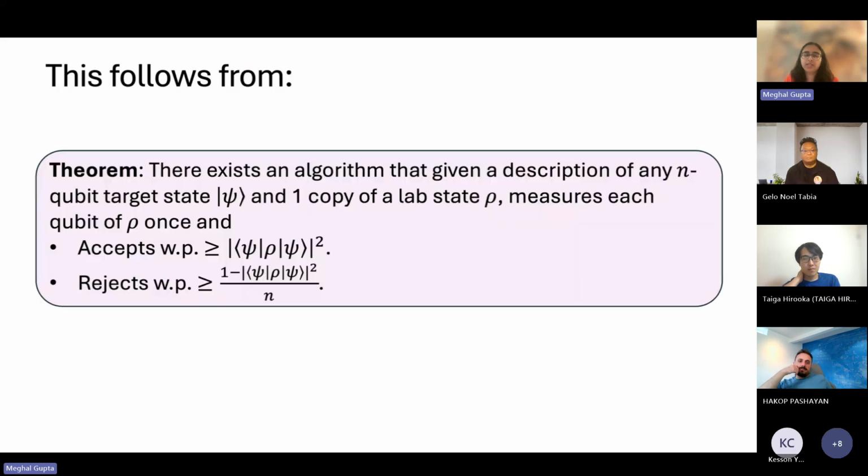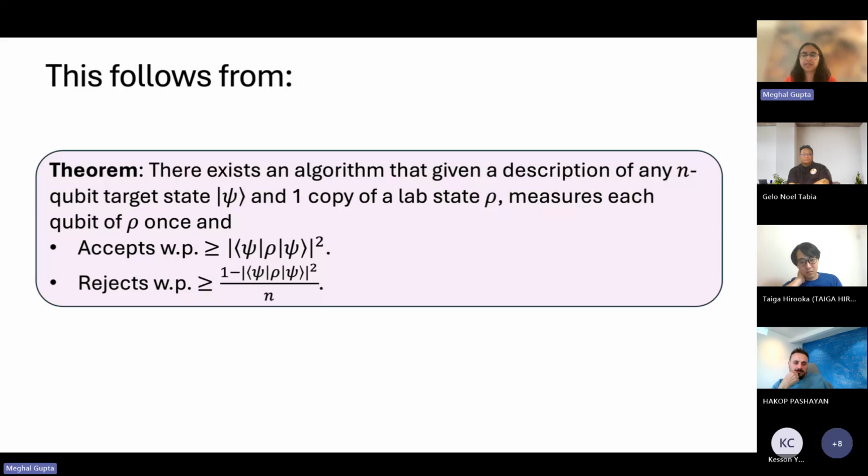Okay, so we're actually going to phrase the theorem this way. I think this is the right theorem to keep in mind, and it's the theorem we're going to focus on trying to prove during the talk. The algorithm we're going to present takes in the description of psi and one copy of the lab state rho, measures each qubit of rho once, and accepts with probability at least the fidelity squared, and rejects with probability at least the infidelity over n. If you apply this theorem to n over epsilon copies of rho, then you'll recover the previous theorem. So this theorem plus amplification gives the theorem on the previous slide.